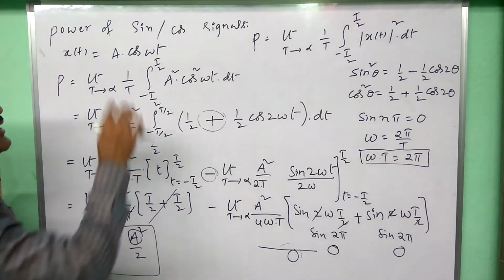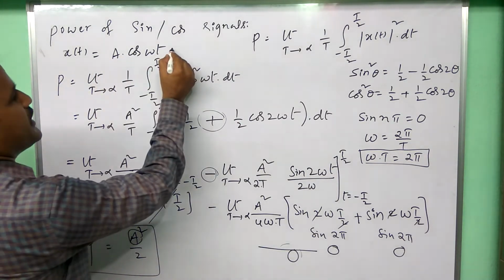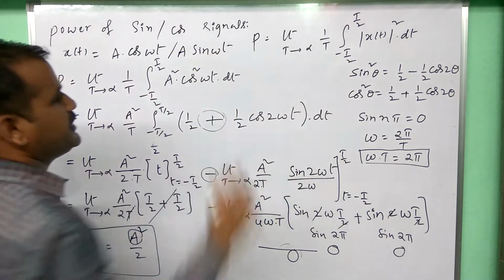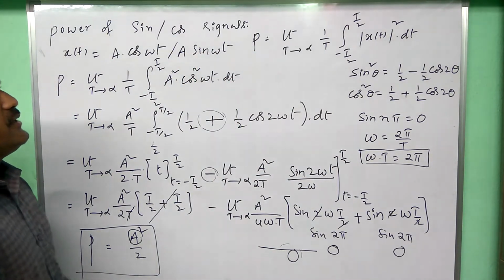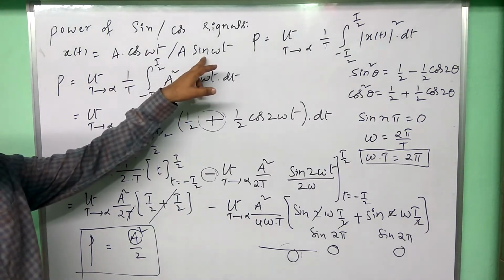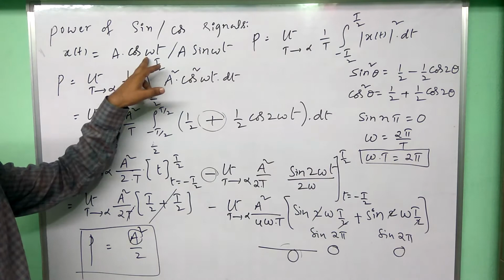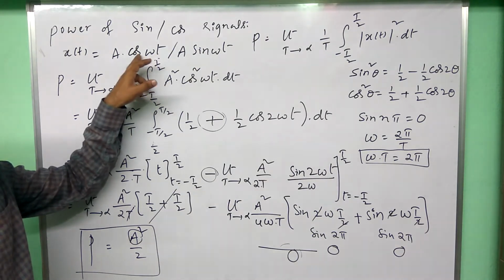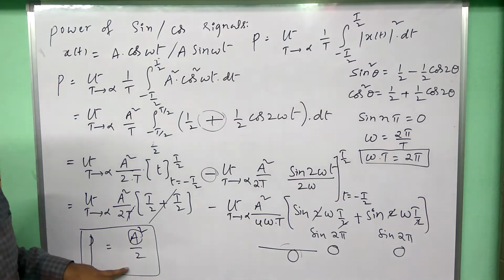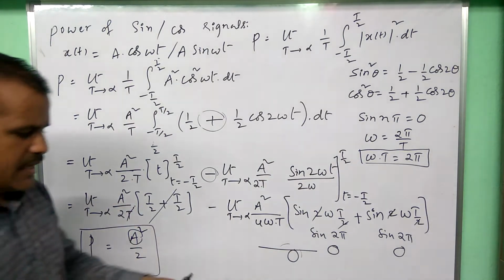That means the power of a sin omega t is nothing but the power of a cos omega t. That is the conclusion. And we should observe one more point here: the power of this signal a sin omega t or a cos omega t does not depend upon this omega t. It depends only on the amplitude of the signal. That is the conclusion point we have to remember.